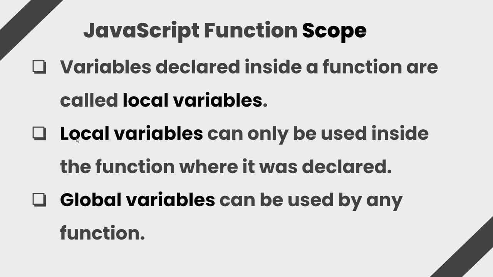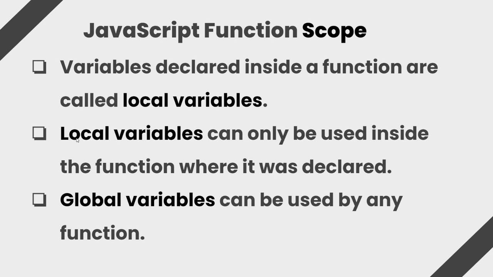Now, a local variable is a variable that has been declared within a particular block. So the function here is a particular block of code which is defined under the function itself. So any variable you have declared inside the function is actually going to be a local variable. And now these local variables can only be used inside the function where it is declared. So this actually means that you cannot access a variable declared inside a function outside the function.